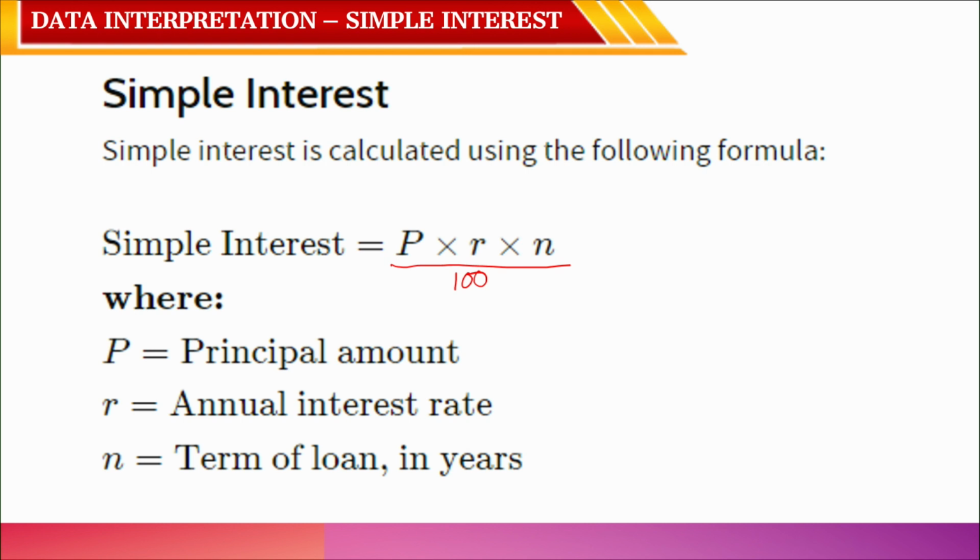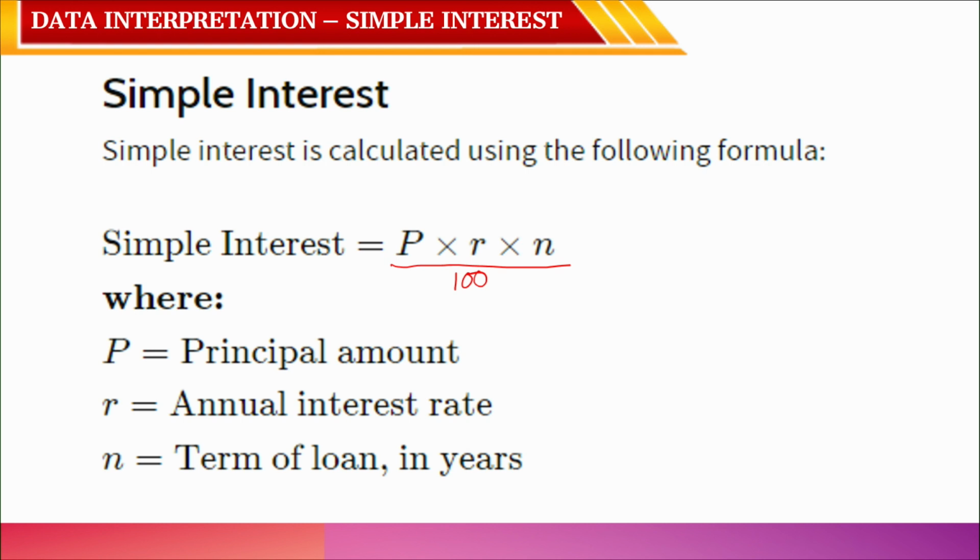Here P stands for the principal amount, how much amount you lent, that is called the principal amount. R stands for the annual rate of interest, and N stands for the number of terms. The reason I say number of terms is that sometimes you may take the terms as half yearly, quarterly or yearly, so we use the word term of loan. Generally in practice this is in years.